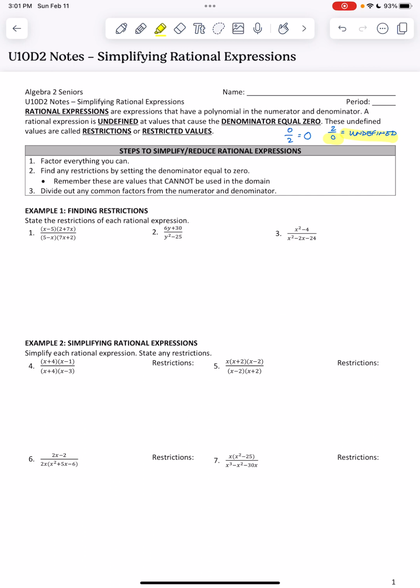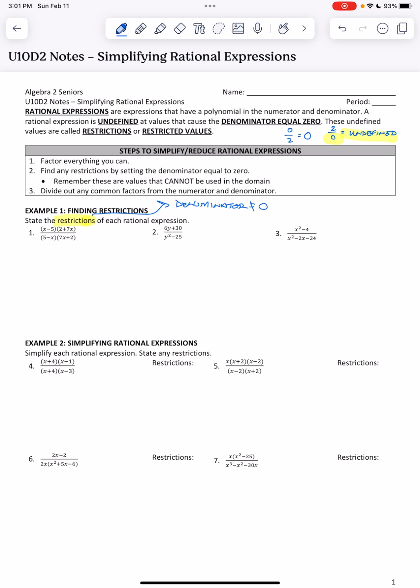So what we're going to do here is in the first few examples, we're just going to be finding restrictions, okay? So to find restrictions, all we're worried about is the denominator, the bottom. So restrictions, okay? What we're worried about here is the denominator only, okay? So we're going to say that the denominator cannot equal 0 to find those restrictions.